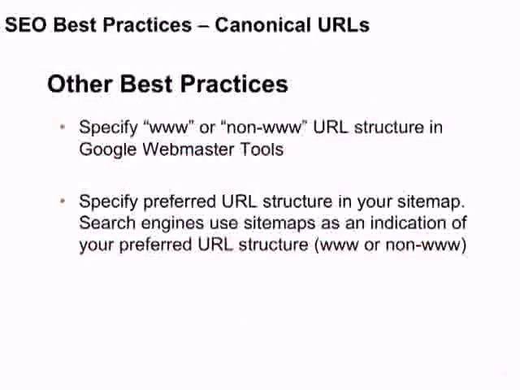As I mentioned, you can set the non-www or www preferred URL structure within Google Webmaster Tools, and you can specify your preferred URL structure within your sitemap so that you're always linking to one or the other so that you don't have those canonicalization issues. So stick with rel canonical, 301 redirects. These are going to help you to make sure that you're consistent in the way that you refer to your domain.